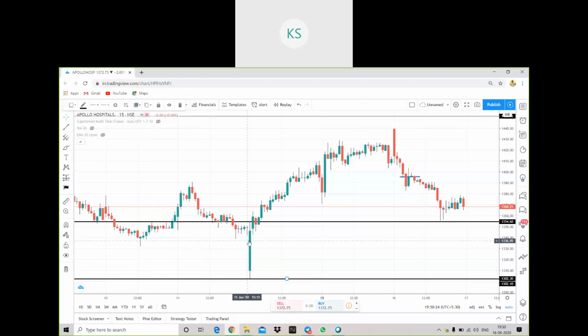Is there any way to identify these moving stocks rather than sideways stocks? Fine. Yesterday, Vinod sir shared a screener with you, right? You are in the group, ma'am. You are not in the group.